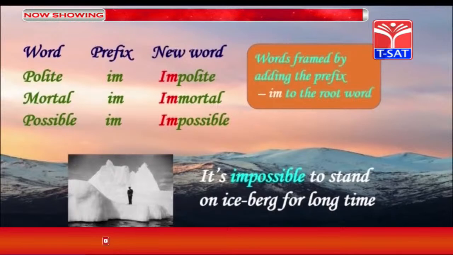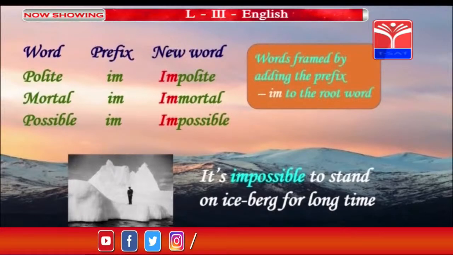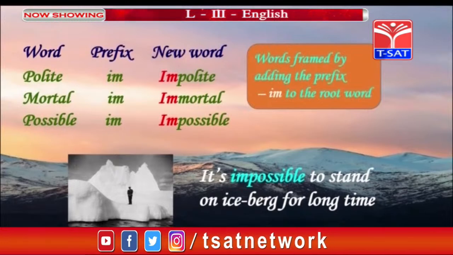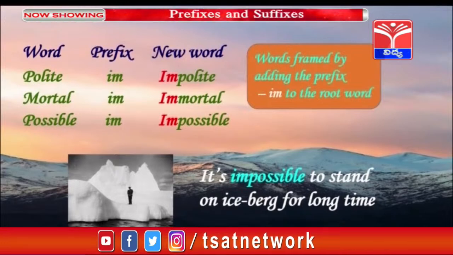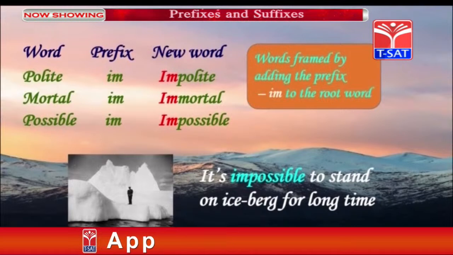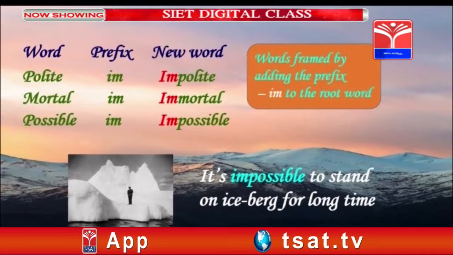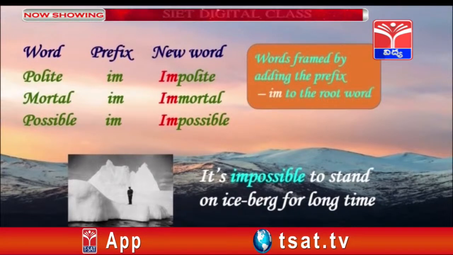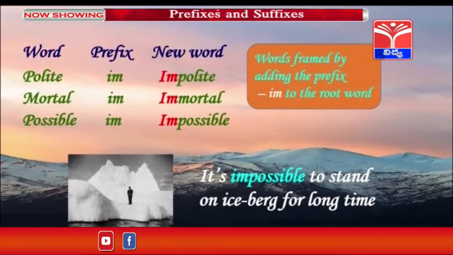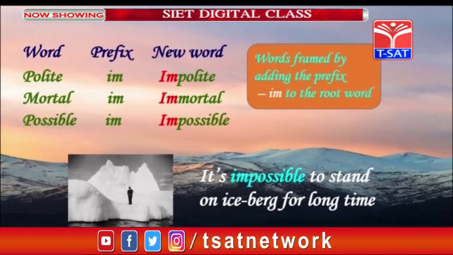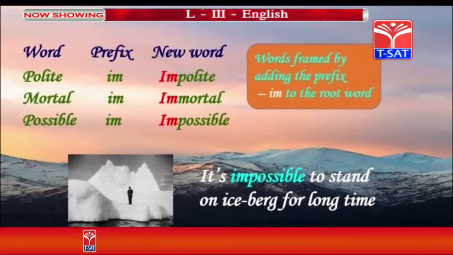If the root word is polite, then what prefix do we add, children? Yes, we have to add the prefix or the letters im in front of the root word to make a new word, that is impolite. In the same manner, mortal, immortal, possible, impossible. It's impossible to stand on an iceberg for a long time.